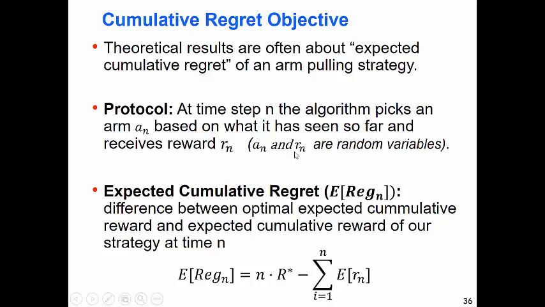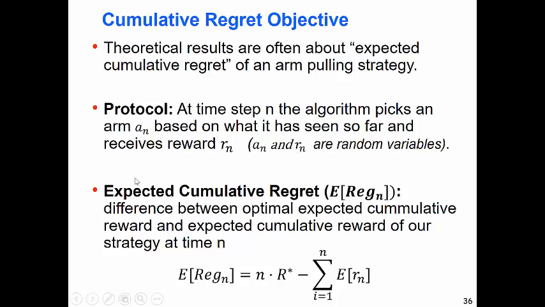Note that A_n and R_n are random variables, right? Because the arm pulling strategy could depend on the rewards that you've seen so far, and those are all randomized. That's why A_n can be random as well. But R_n we know is a random variable because even if you pick a particular arm every time, it's a random reward anyway. Bandit problems without random payoffs are not very interesting. You just pull each bandit once, and you know what they give you, and you're done.